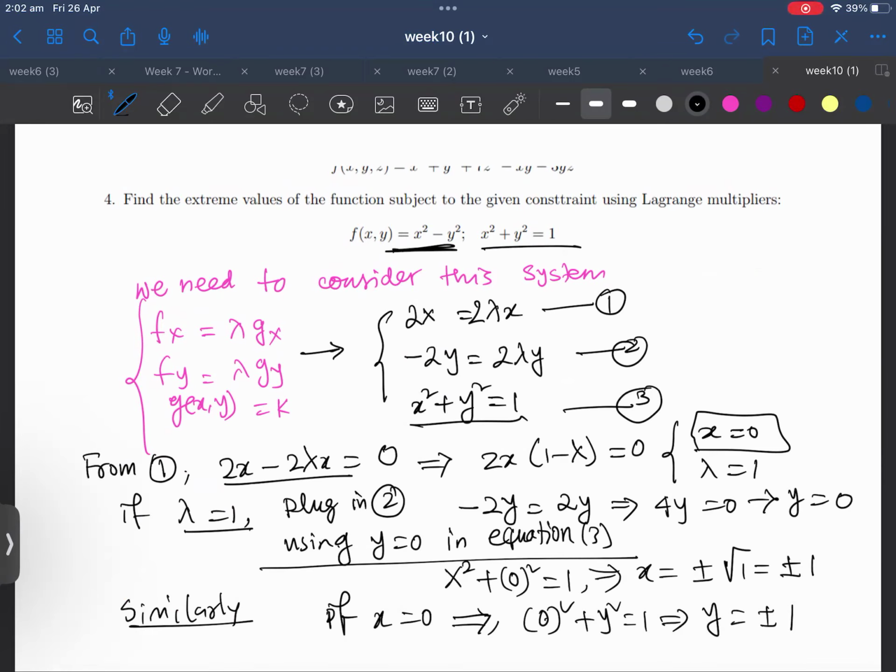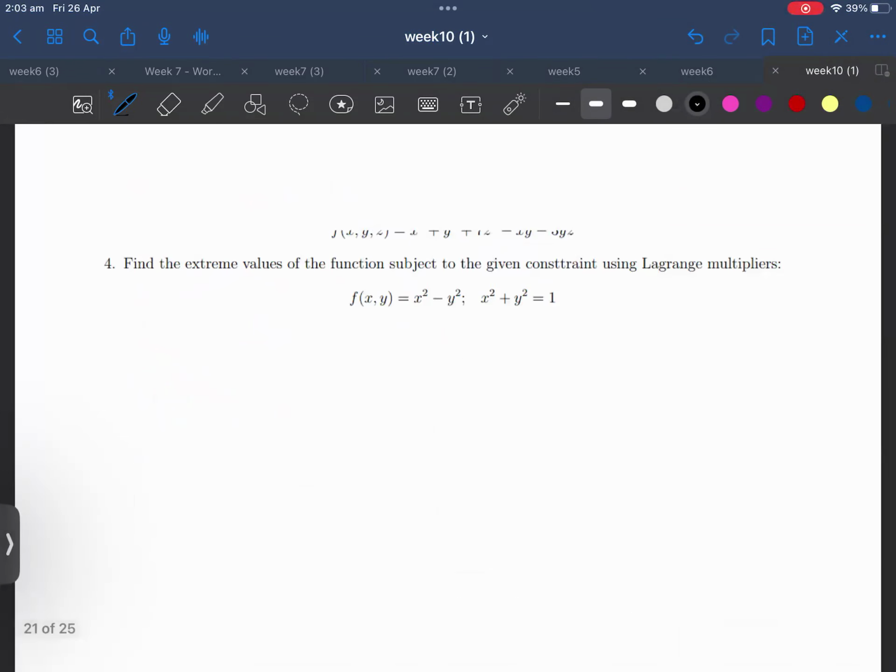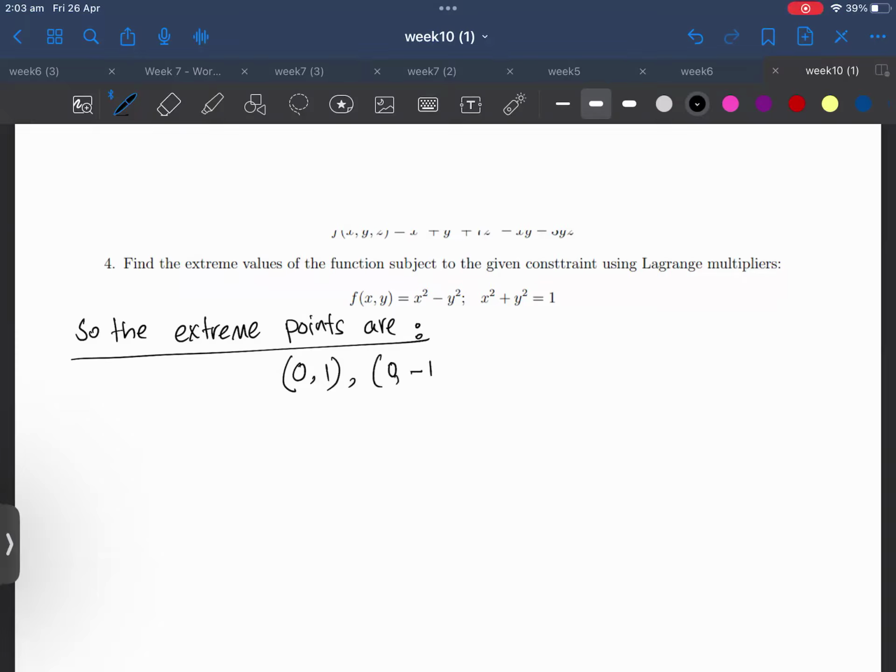So the extreme points you have: when x equal to 0, y equal to 1 or minus 1. When y equal to 0, then x you will get like this. So write down here, the extreme points are (0, 1), (0, minus 1), (1, 0), (minus 1, 0).